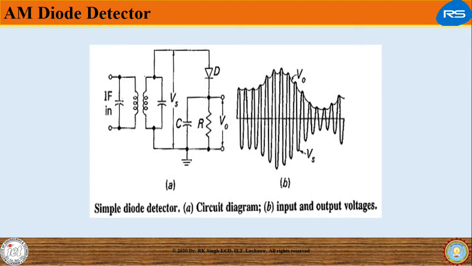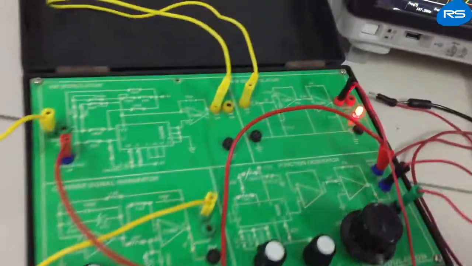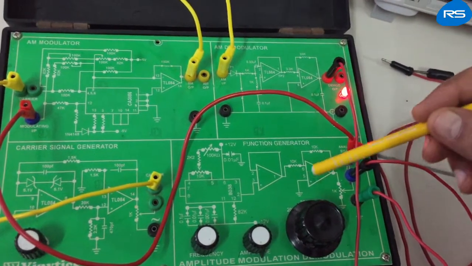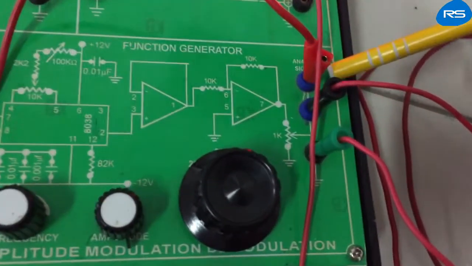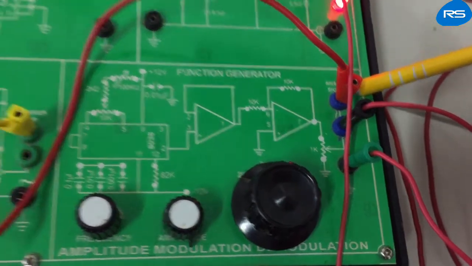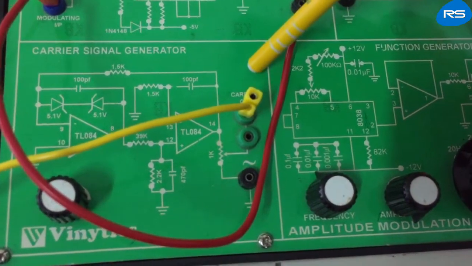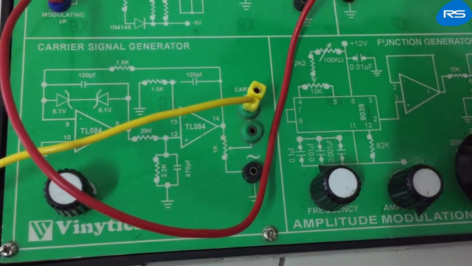So let us perform the experiment on the kit. We have an amplitude modulation demodulation kit that is having a function generator from where we obtain message signal of very low frequency. It is having a carrier signal generator from where we get high frequency carrier signals.